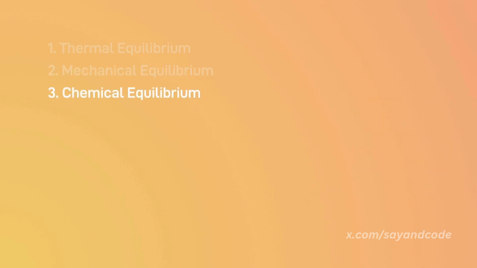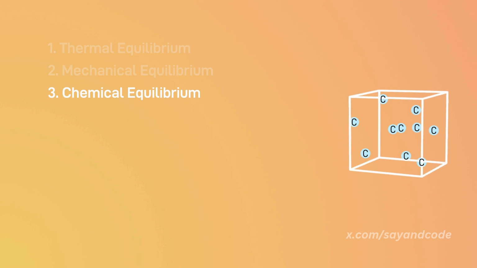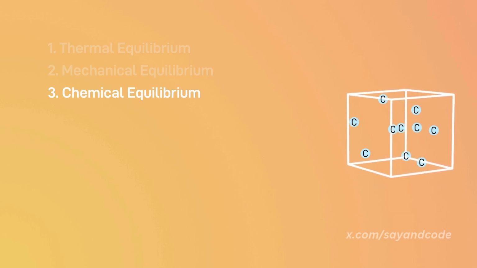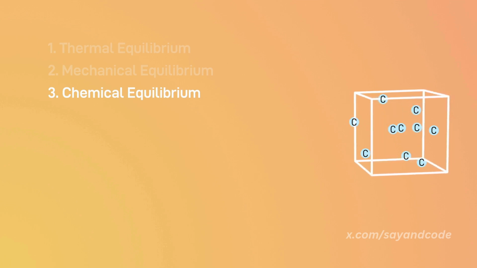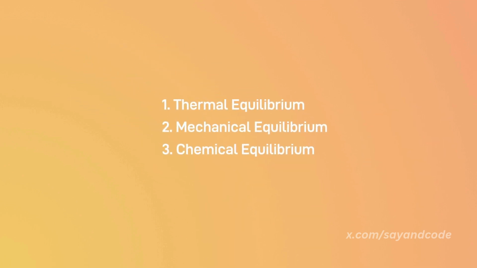Number 3. Chemical equilibrium. The chemical composition inside the system must be uniform. It cannot be that one section has only one type of chemical and another section has another type. If we take a sample at any point and test it, we should get the same chemical composition. If all these 3 conditions are satisfied, we say the system is in thermodynamic equilibrium.